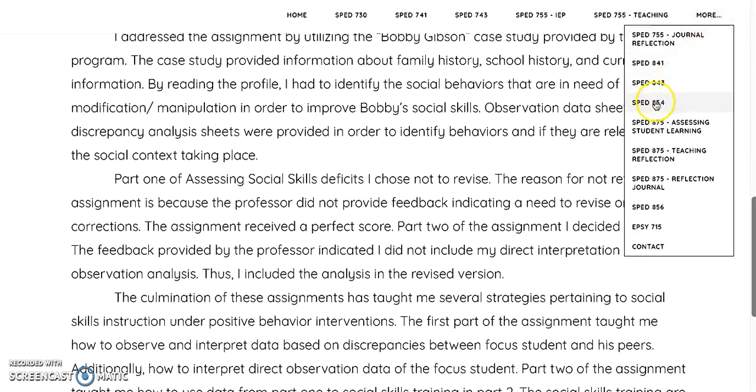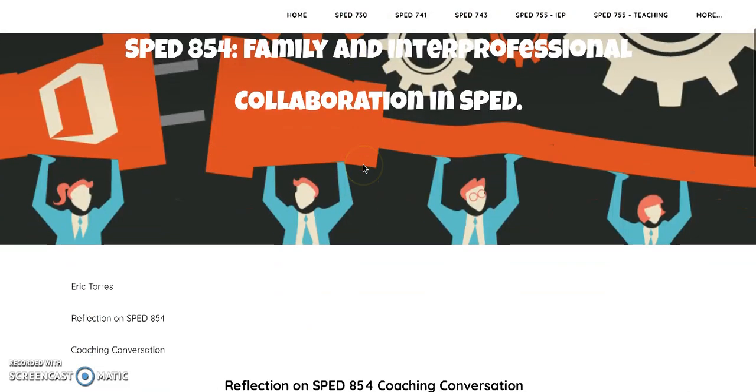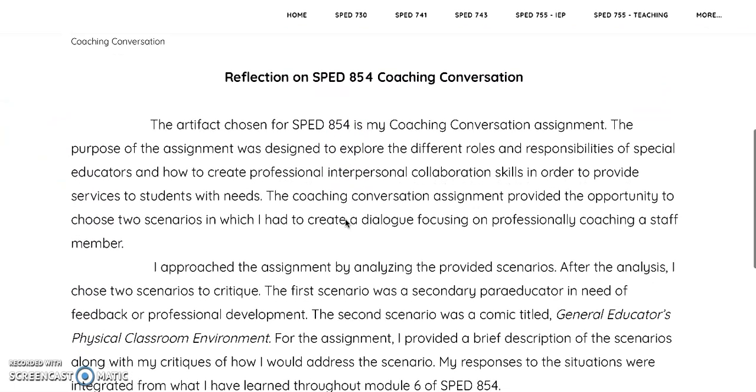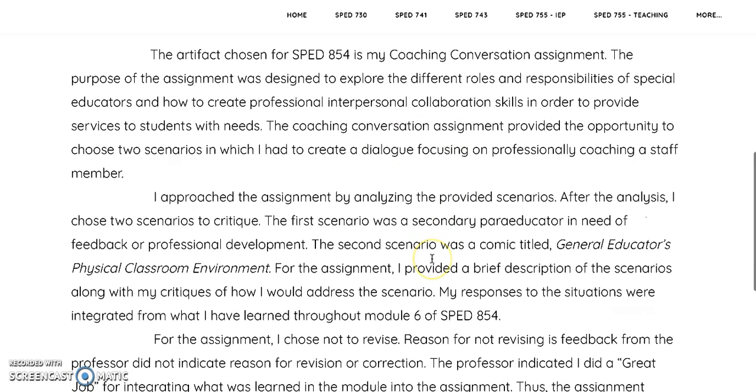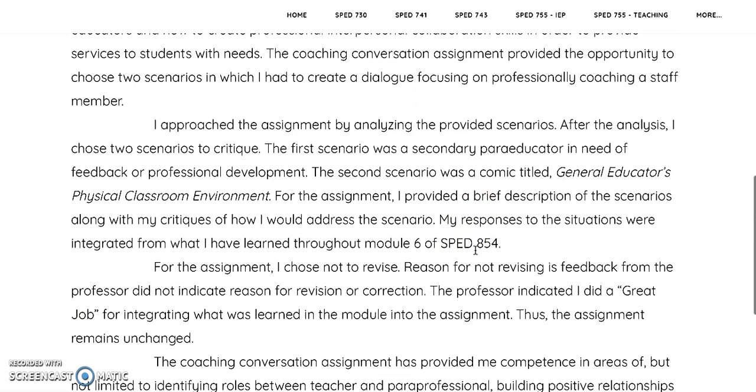The next course is SPED 854, and this is family and interpersonal collaboration. So this was the coaching conversation artifact. As I mentioned, the artifact chosen for this was the coaching conversation. I chose this artifact because it taught me how to have coaching conversations with other professionals that I interact with on a daily basis.